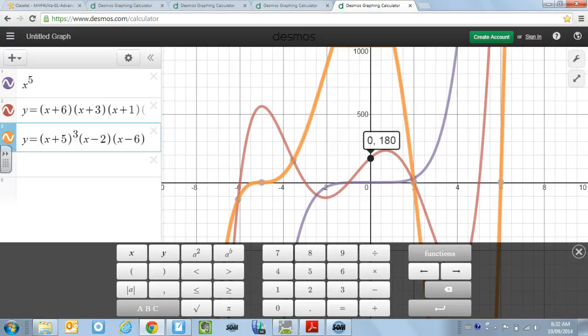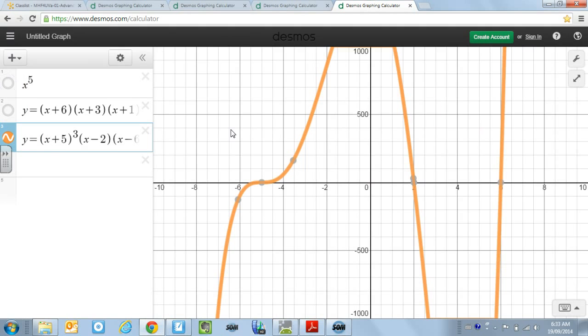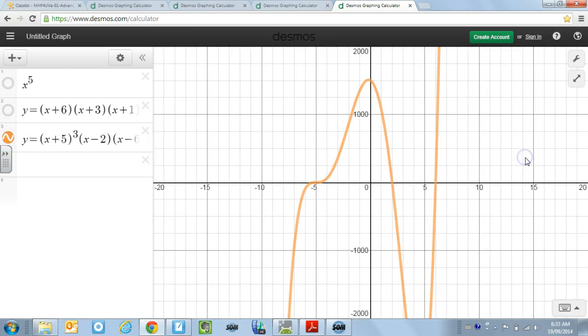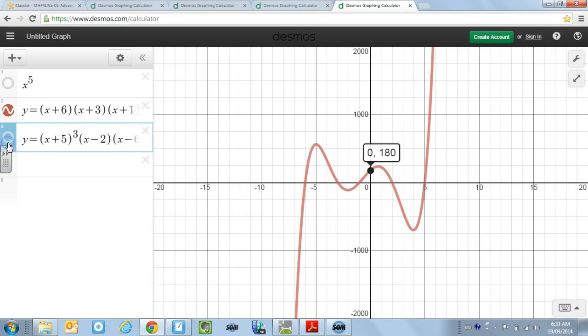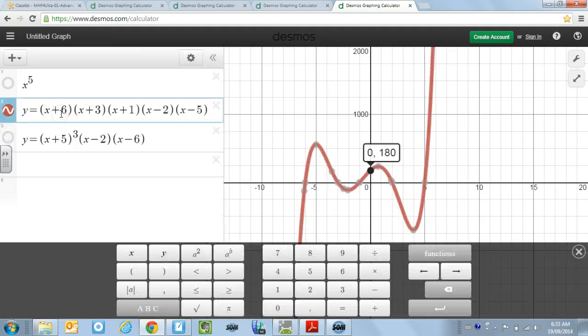Okay, so I'm going to hide these other two graphs, and I'll zoom out a little bit. What I'm interested in now is what's going to happen with this cube on here. We know from the previous example, I have 5 factors, so I have 1, 2, 3, 4, 5 x-intercepts.